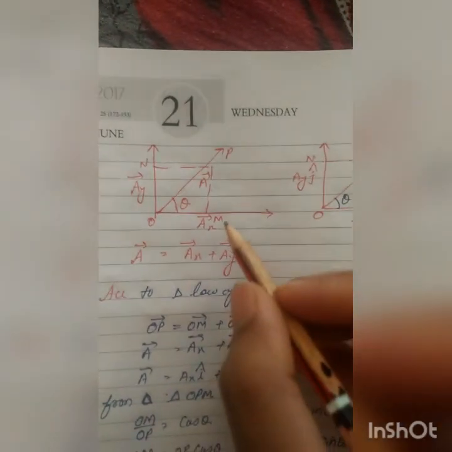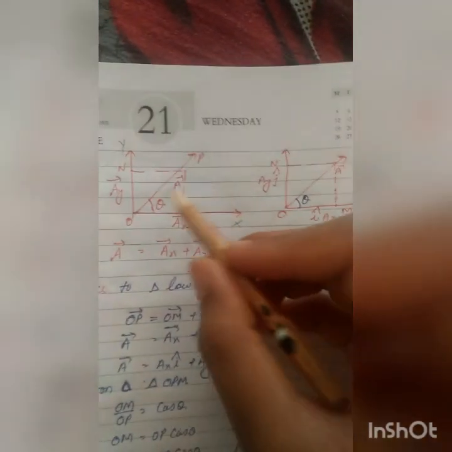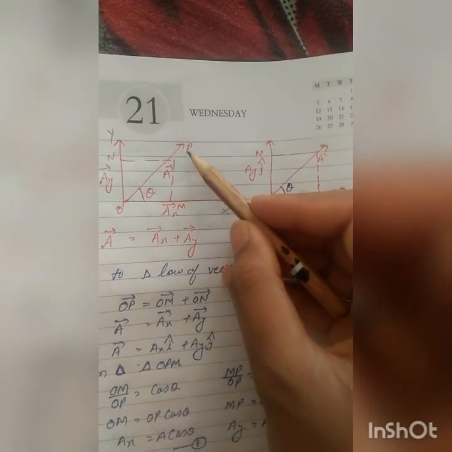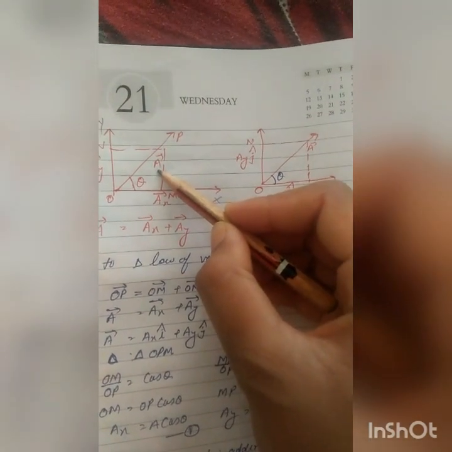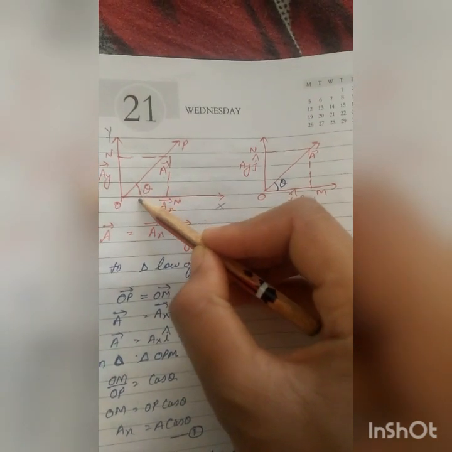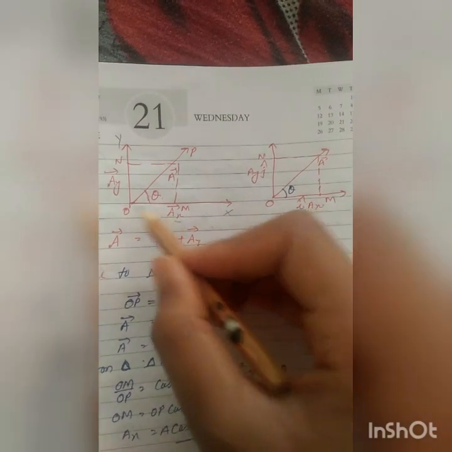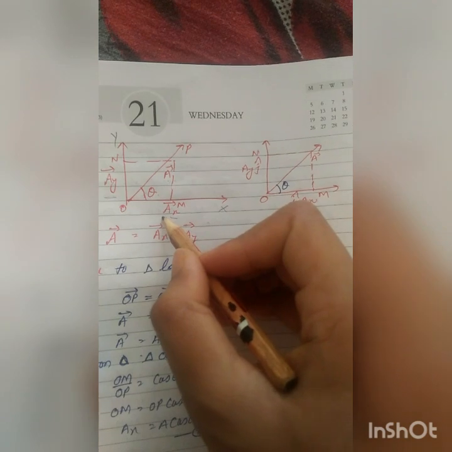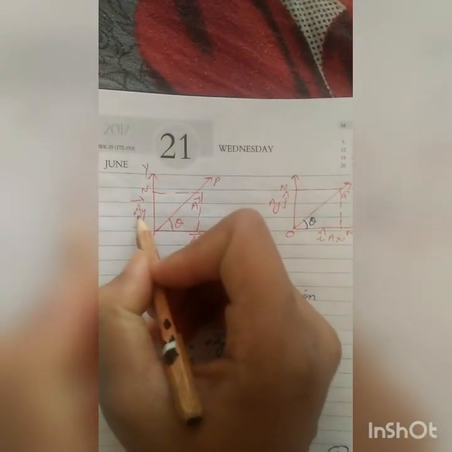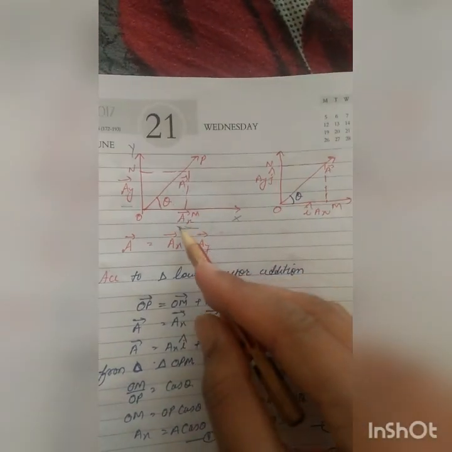Let us take a plane. This is the x-axis, this is the y-axis. Suppose the particle is at point P and OP is a position vector which is represented by vector A. It makes an angle theta with the x-axis. Now Ax and Ay are its two components. The Ax component is known as the horizontal component and the Ay component is known as the vertical component. Now we have to find the value of the Ax component and the Ay component.